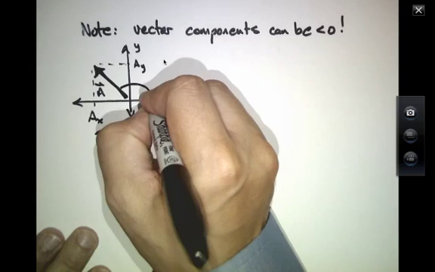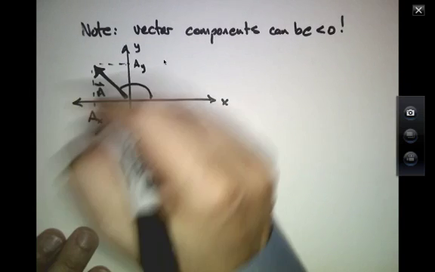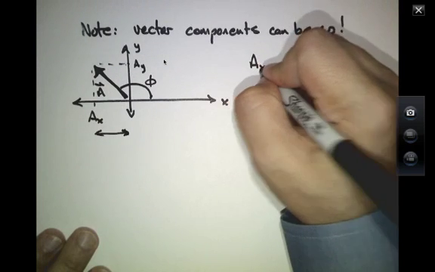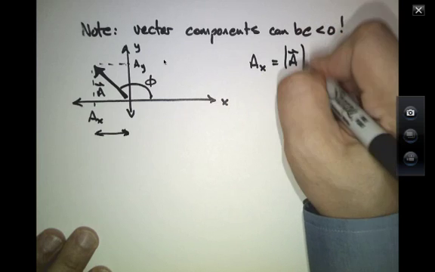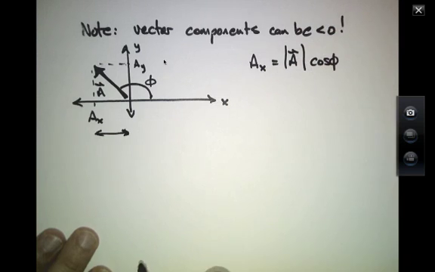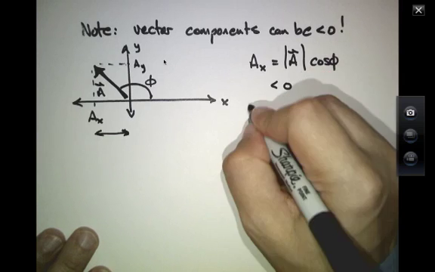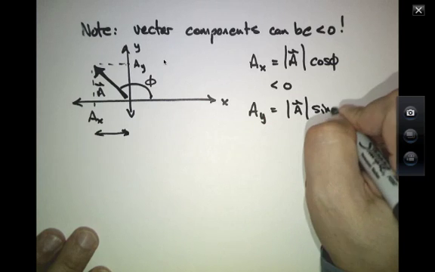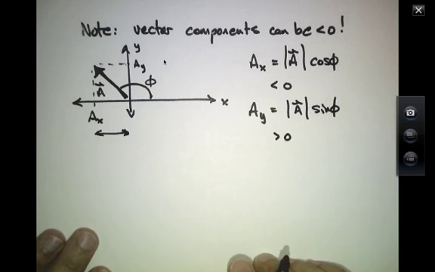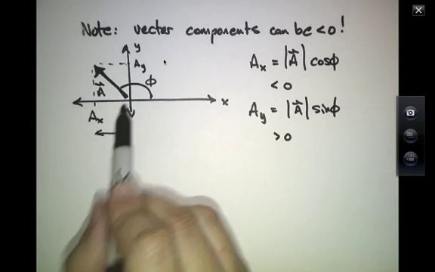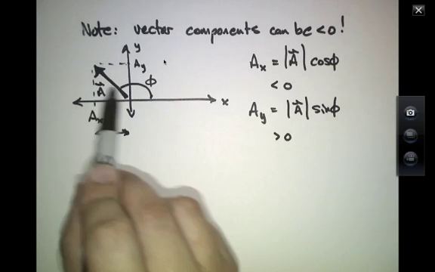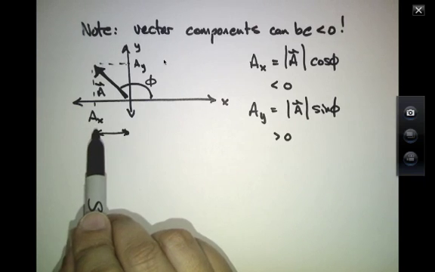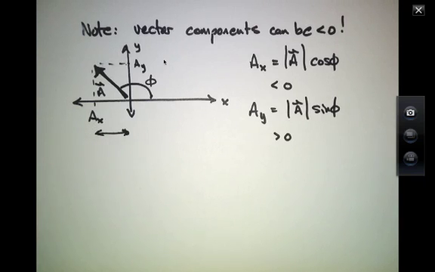Thought of another way, this angle phi is more than 90 degrees. And so when I compute AX, which is the magnitude of A times the cosine of phi, that's going to be less than 0. And in this case, AY, which is A times the sine of phi, would be greater than 0. It's also possible to have this vector point down here in the third quadrant. So this is first quadrant, second quadrant, third quadrant, fourth quadrant. Over here in the third quadrant, both x and y components are negative.